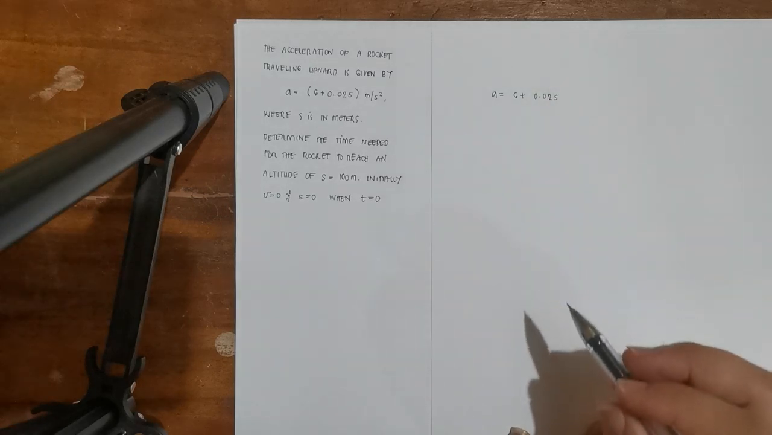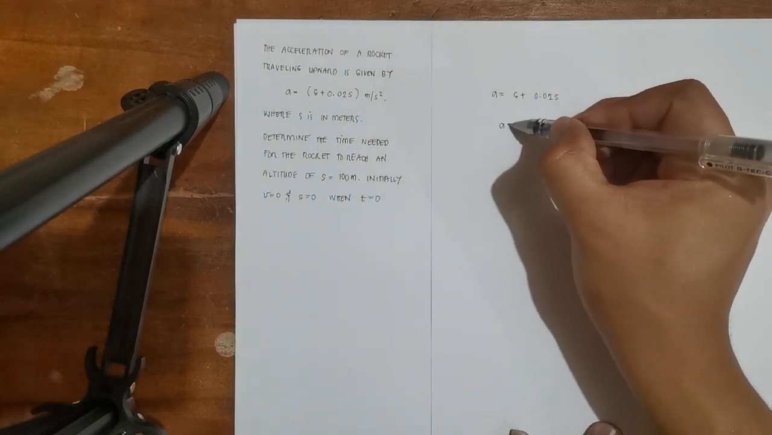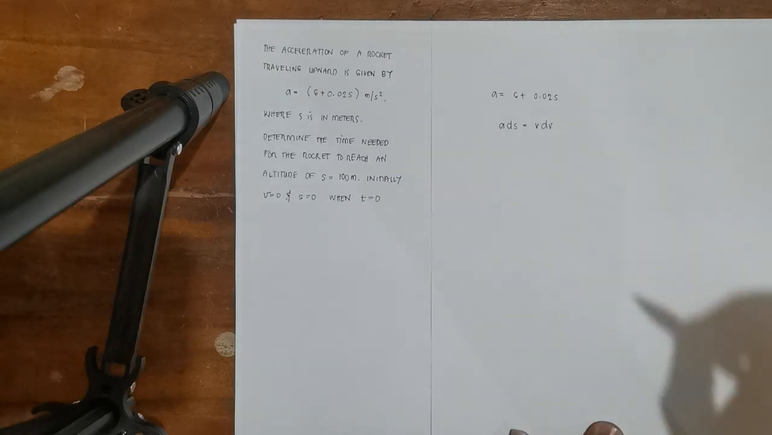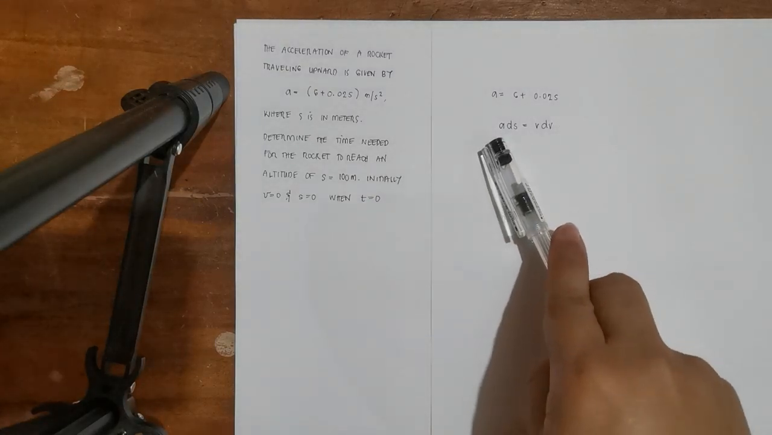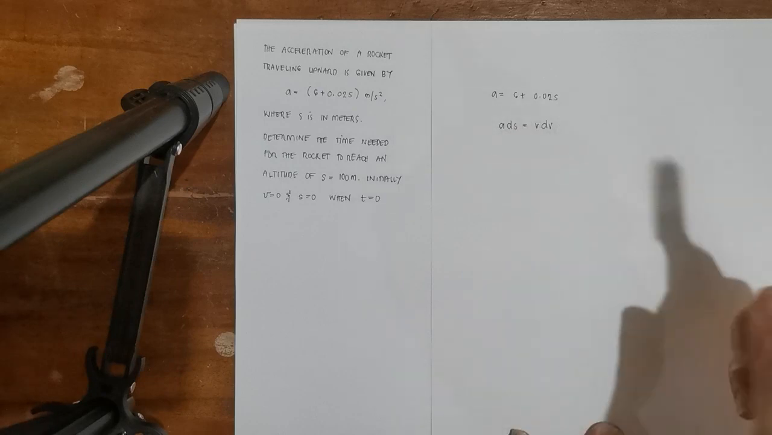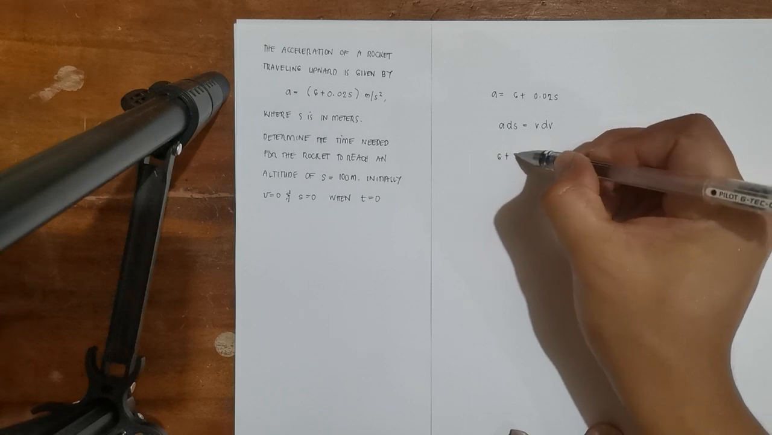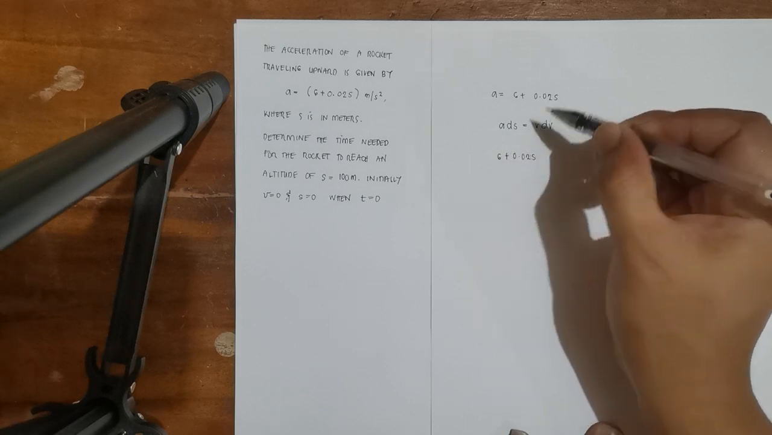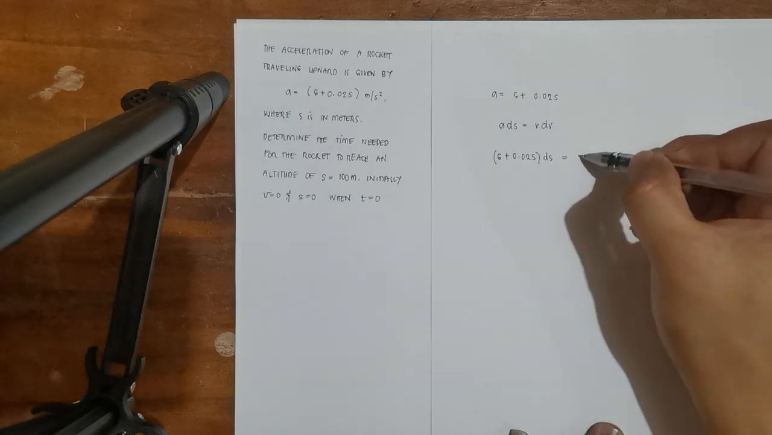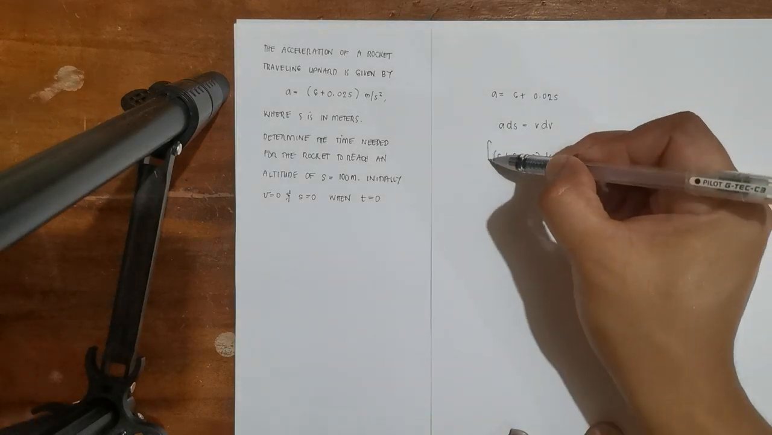So we can use the third kinematic differential equation, which is a ds equivalent to v dv. So we have here a relationship for acceleration and position. So substituting the value of acceleration, that is 6 plus 0.02 s, quantity ds equivalent to v dv. So integrating both sides of the equation.